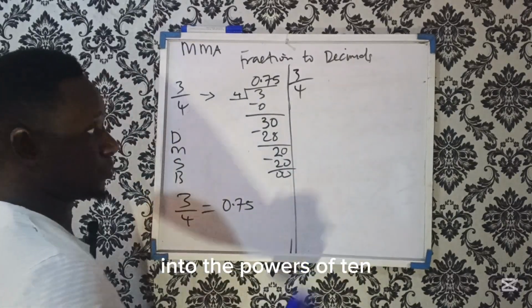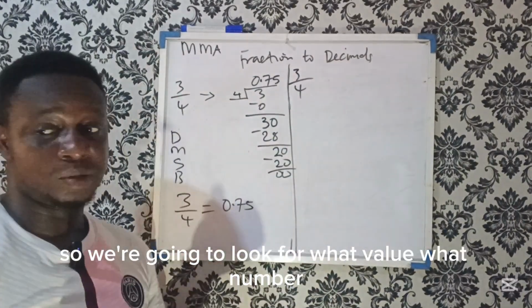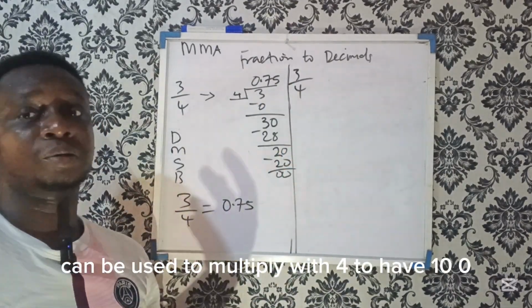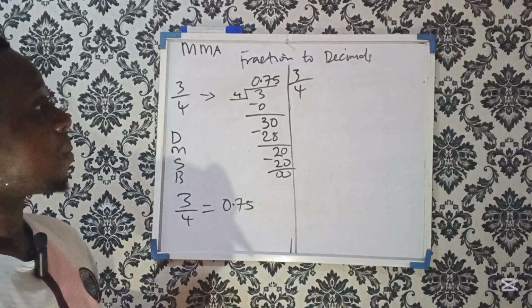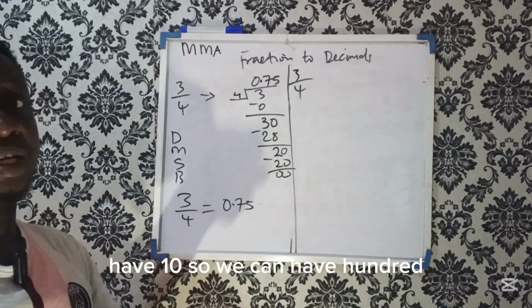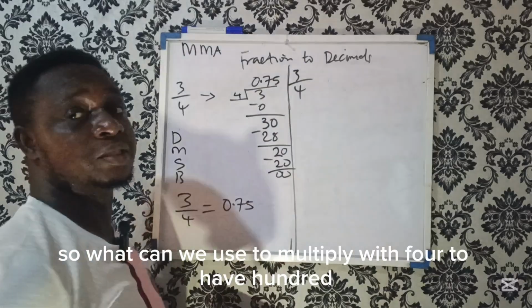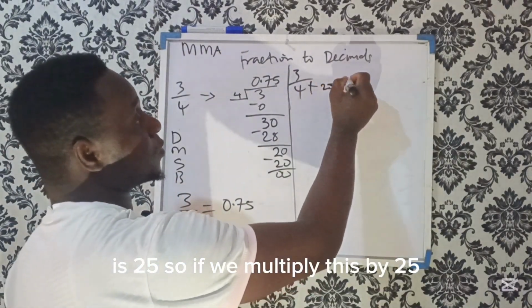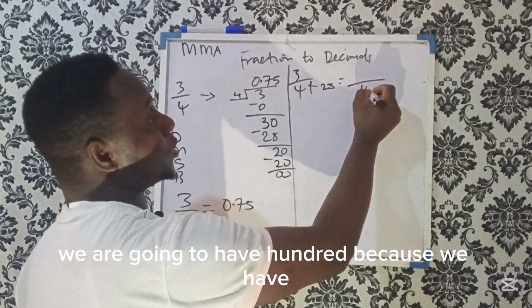In the same vein, we are going to look for how we can change the denominator 4 into the powers of 10. So we're going to look for what number can be used to multiply with 4 to have 10, 100, 1000, etc. For here, we cannot have 10, so we can have 100. So what can we use to multiply with 4 to have 100? It's 25.